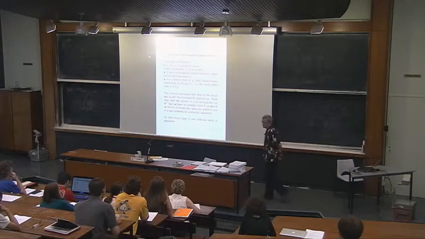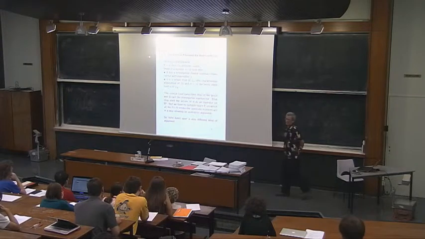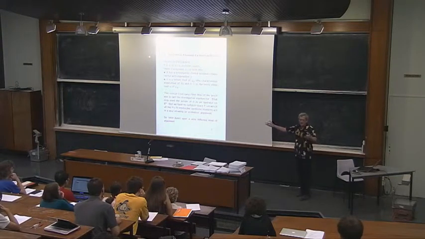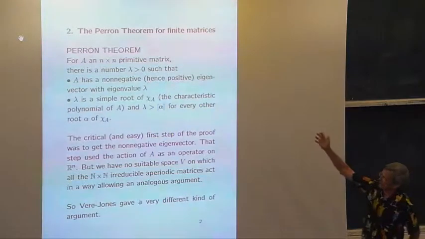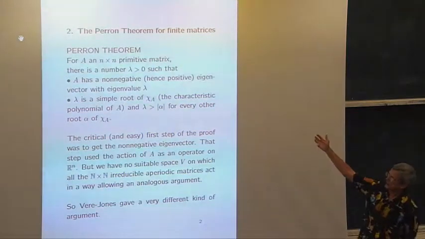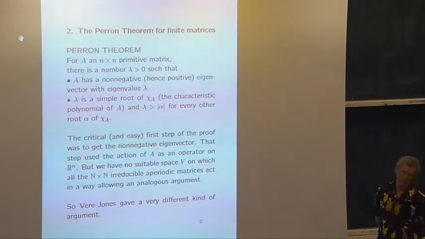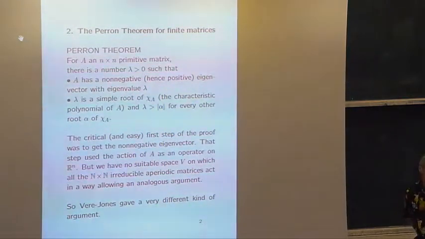Okay, so let's remember what the Perron theorem was for finite matrices. I never write it down with the same words twice, but the content for my choice is equivalent. So here we go, the Perron theorem. If A is an n by n primitive matrix, there's some positive real number lambda such that A has a non-negative eigenvector with eigenvalue lambda. And this non-negative eigenvector must be positive because a power of A is positive and has that same eigenvector.